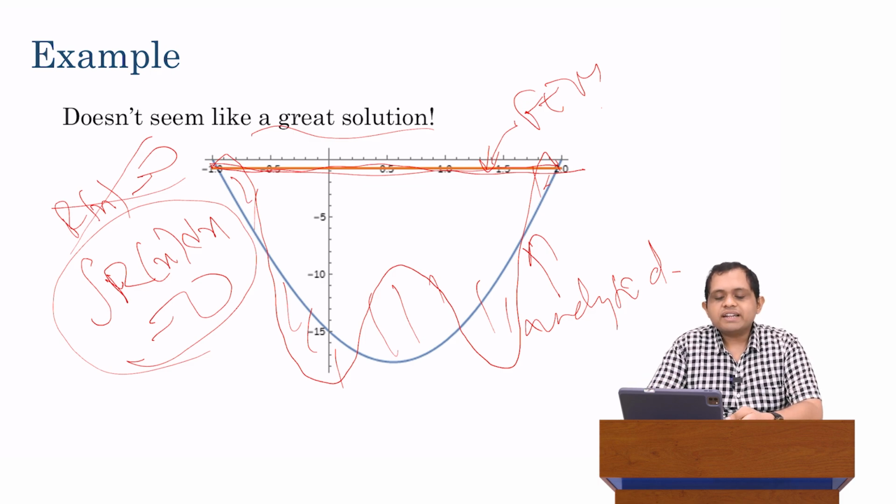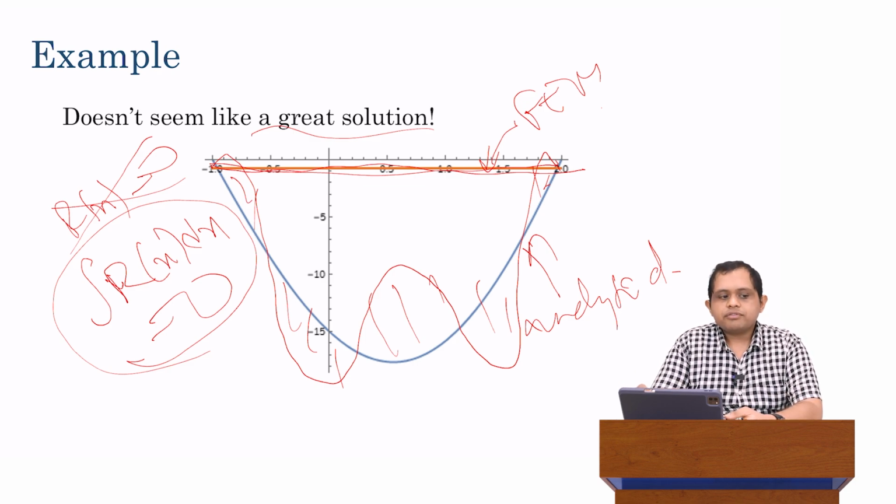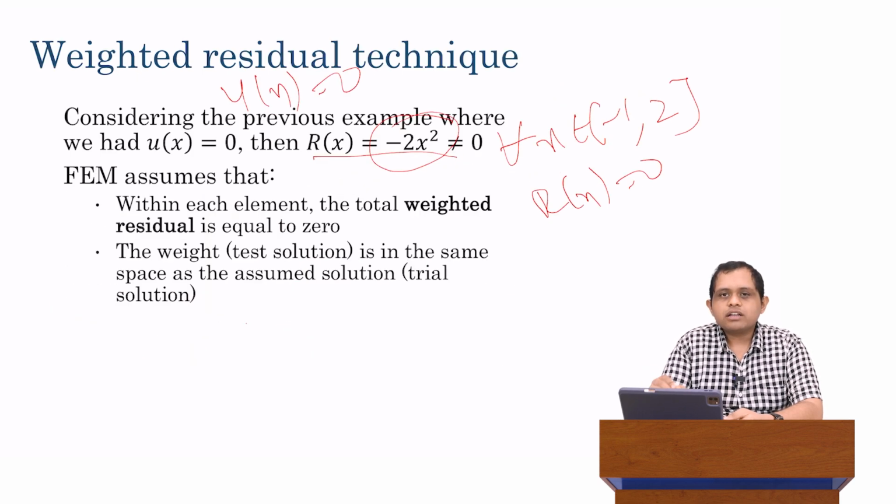So if you just do this integral of r of x dx, you'll get a pretty bad solution. So what we actually do in the finite element method is, we don't assume that this total residual is 0. We assume that some weighted residual is 0, that we multiply the residual by some weight, and we hope that the total weighted residual is 0. And that is also why we call this particular approach to solving the problem WRT, the weighted residual technique. So WR stands for weighted residual.